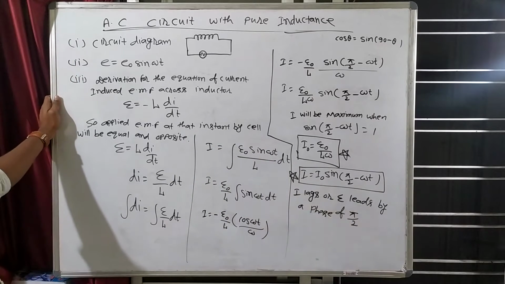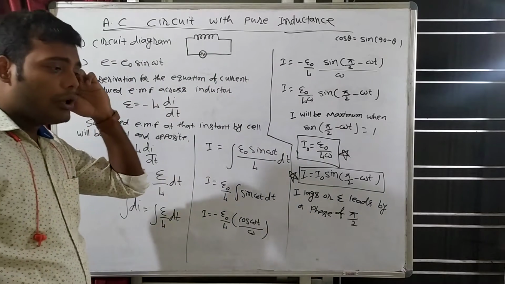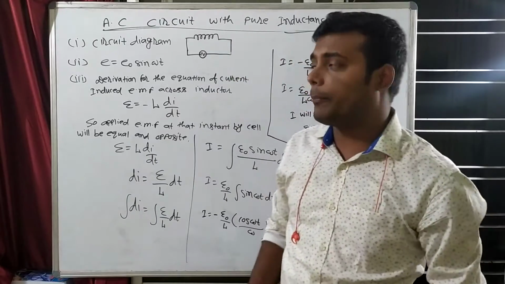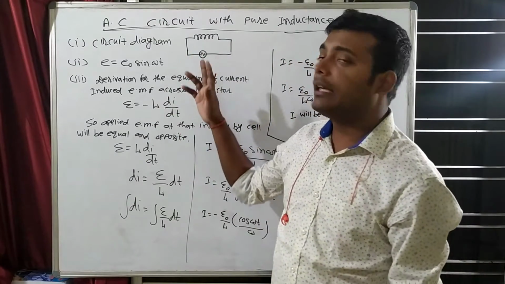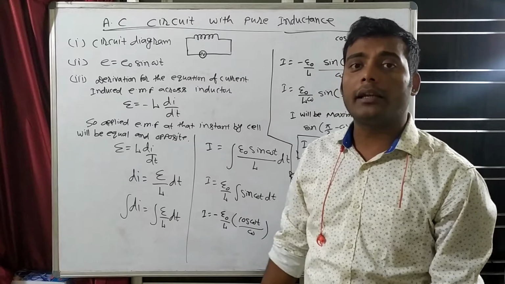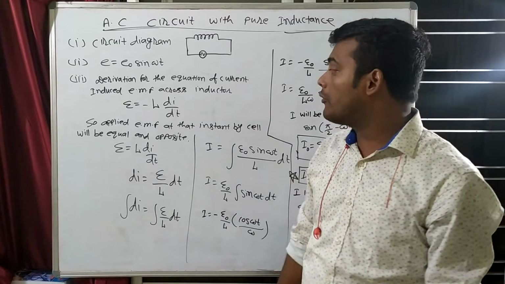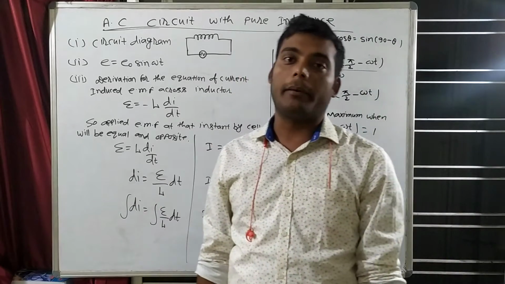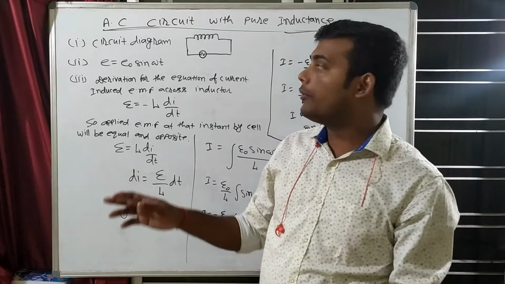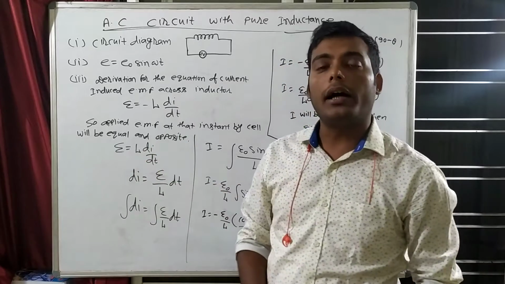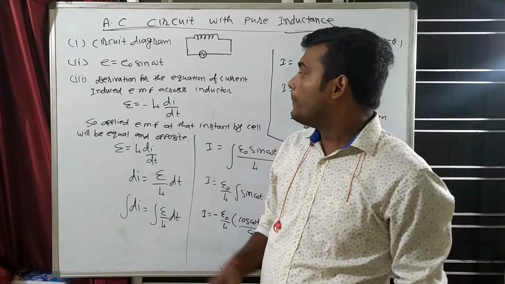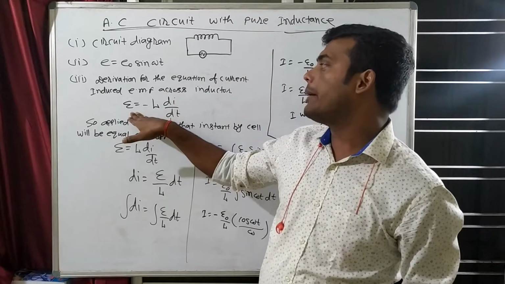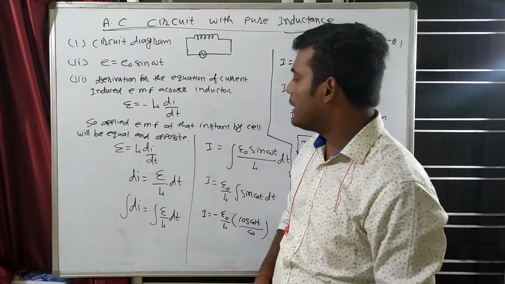See, this is an inductor and we all know the induced EMF in the inductor, I have taken it in the inductor topic. Induced EMF in the inductor is equal to minus L di by dt. If you don't know this, then go to the inductor topic and there you will see that induced EMF is E is equal to minus L di by dt.